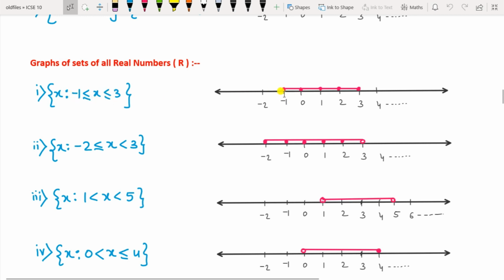So you have to darken the circles at -1 and 3, because they are included here, and all the numbers between -1 and 3. I have drawn a line here. Either you can darken the number line, or you can draw it like this also. So this is the representation of this solution set when the replacement set is the real numbers. This way you have to represent it.